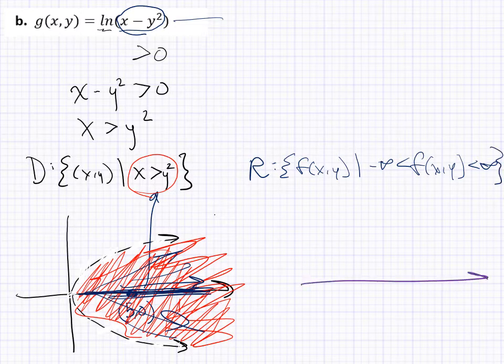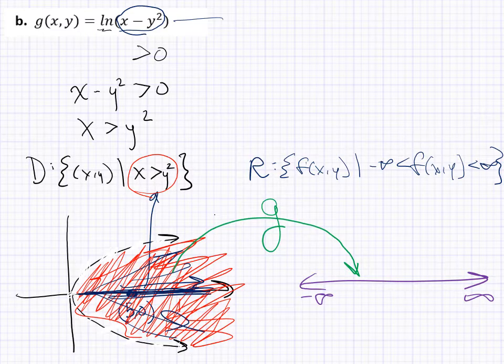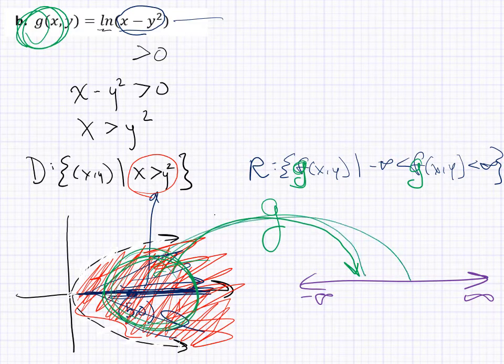So if I was to say, all right, well, here is my range, this function maps this set onto this set. That's what this function g does. And I should really actually say the set of g of xy's, because that's the name of the function here. It's a g function, not an f function. But that's what this function does. It takes all these ordered pair points in here and matches each one onto a particular real number on the number line between negative infinity and positive infinity.